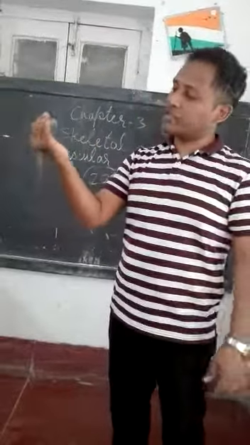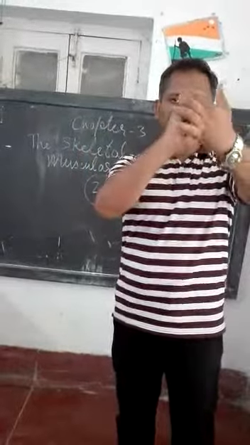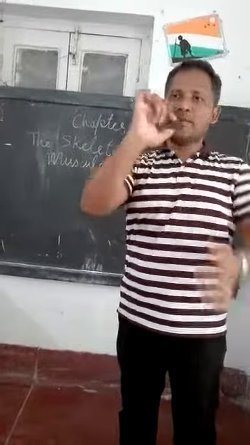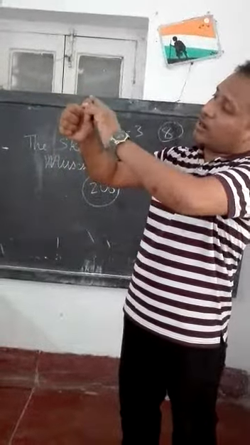How many bones? Once again, each finger has 3 bones. You can see it, 1, 2, 3. 3 bones in each finger. 3 into 4, 12. And on the thumb you have only 2 bones, 1, 2.